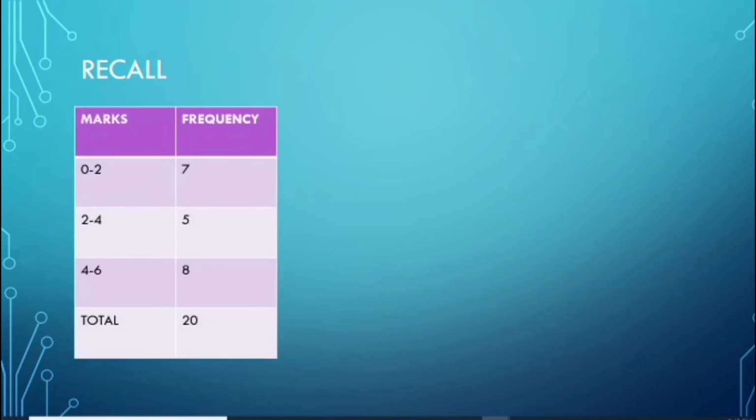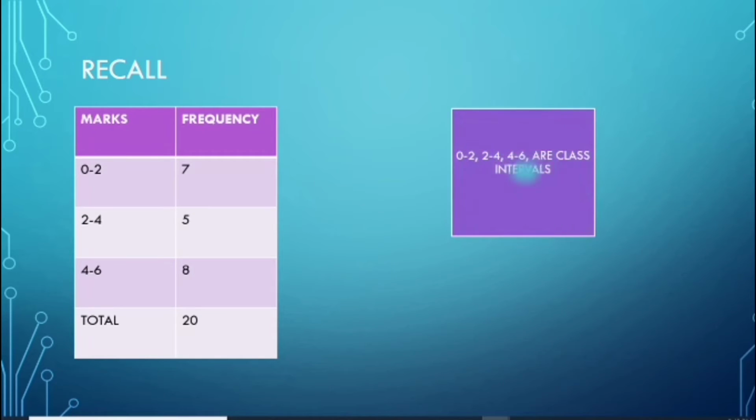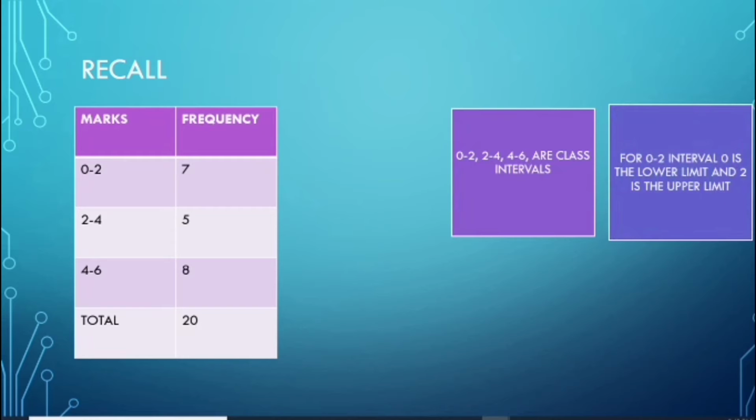Next, recall. Consider a grouped frequency distribution. There are some terms you should be very familiar with. The first one is the class intervals. Basically, the marks are represented as 0 to 2, 2 to 4, 4 to 6. These are your class intervals. For any particular interval, for example 0 to 2, the number before the hyphen, 0, is your lower limit and the number after the hyphen, 2, is your upper limit.